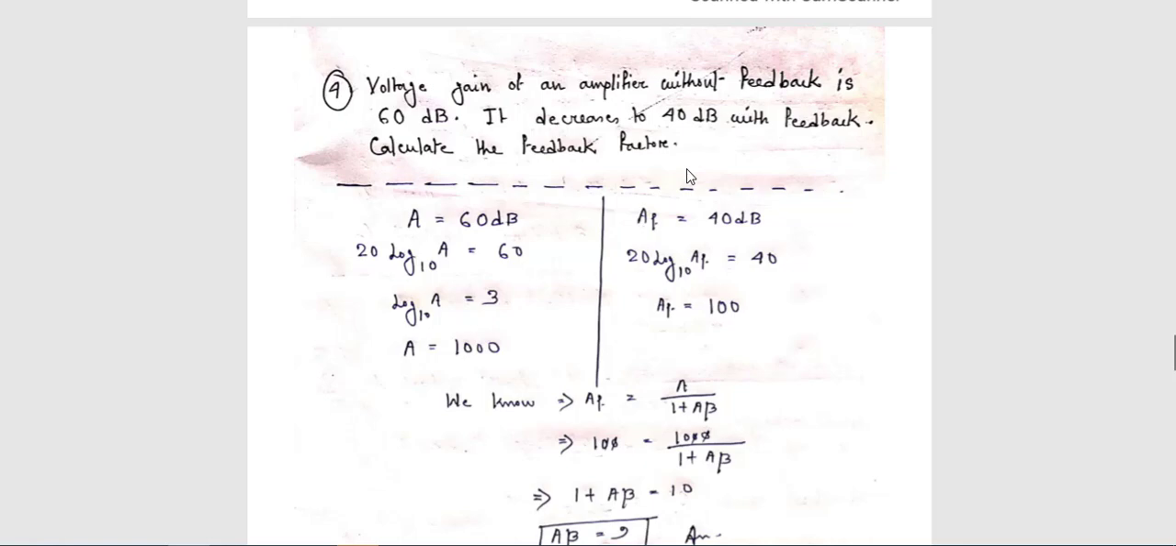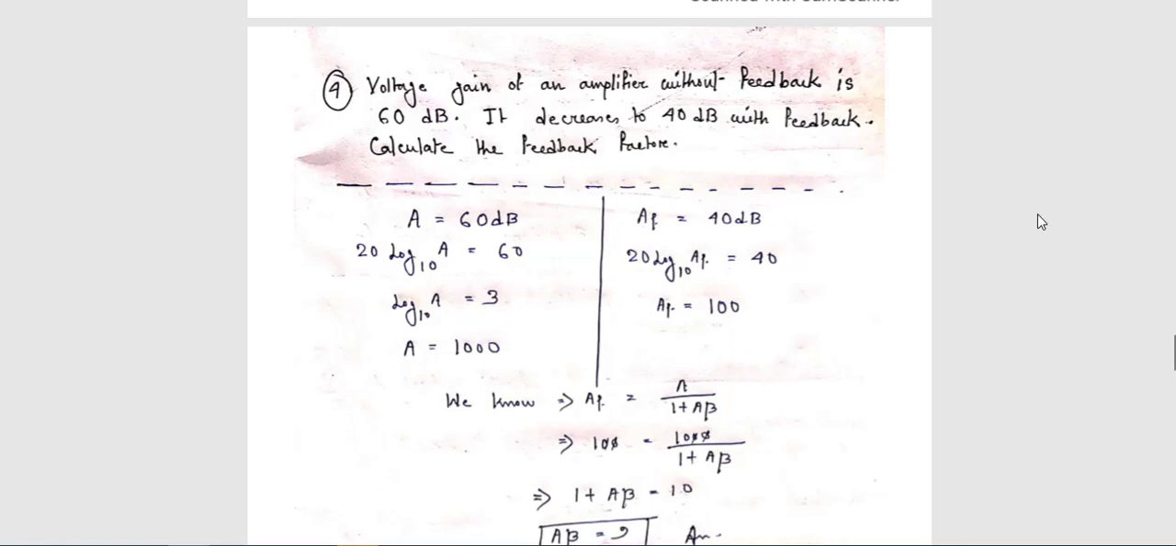Feedback factor means beta. Again, feedback factor means what? Feedback ratio. Now A is equal to 60 dB, so you can say this value is given in decibel. That means 20 log base 10 A is equal to 60. Now using anti-logarithm, you can easily calculate the value of A. Here also using anti-logarithm. I think all of you have a scientific calculator. So using a scientific calculator, that is anti-log and obviously base 10, not base e. You can easily calculate A and you can easily calculate AF. That means A is known to us, AF is known to us.